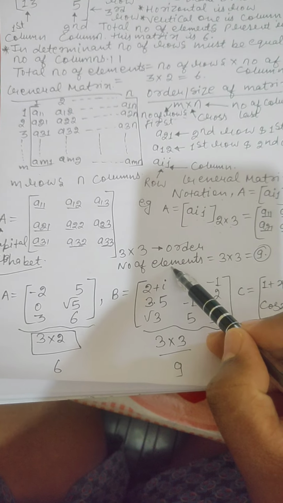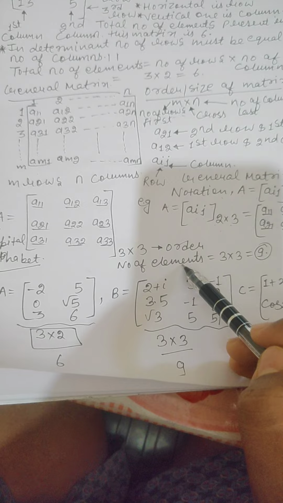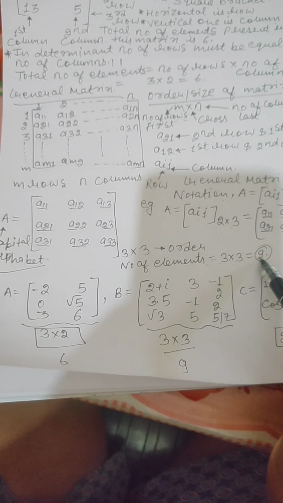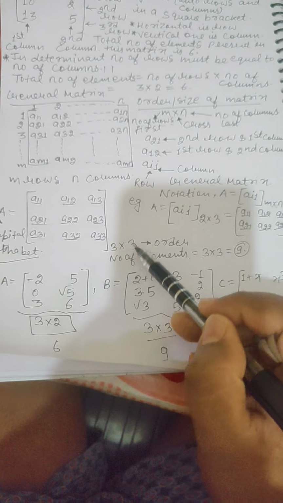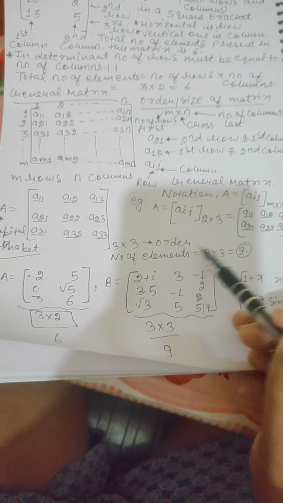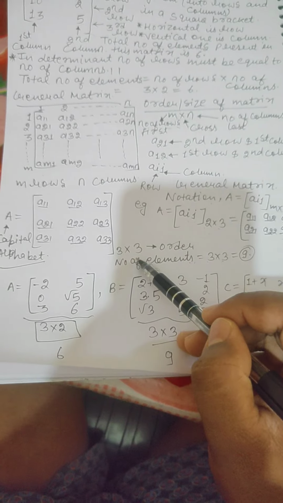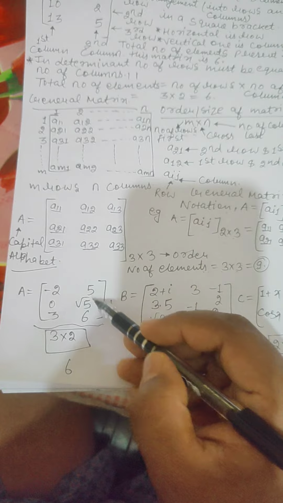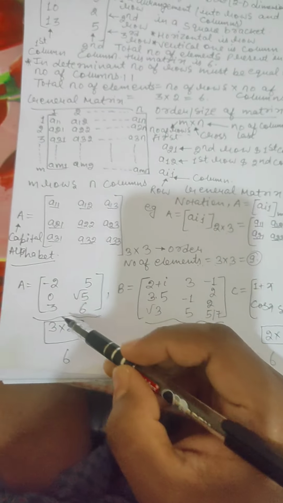The total number of elements is equal to m cross n. What is m? M is the number of rows and n is the number of columns. So 3 into 3 is 9. When we write the order, it will be 3 cross 3, not 9. So the number of elements becomes 9, but the order is 3 cross 3. So we have to find out the order for this matrix, and also for this matrix.